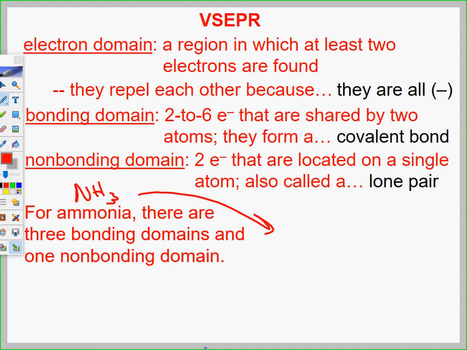Go ahead. NH3. All right, Leah, what do you have? Okay, and one lone pair. Okay, have that? What do you think the bond angles are?